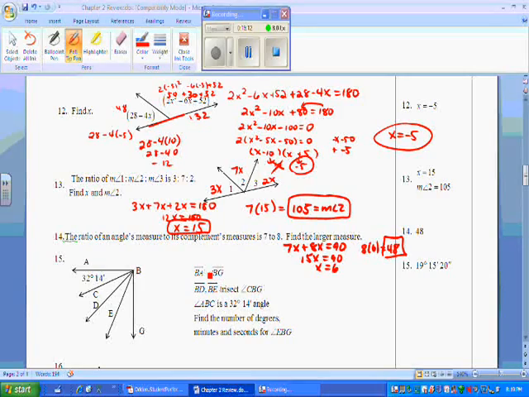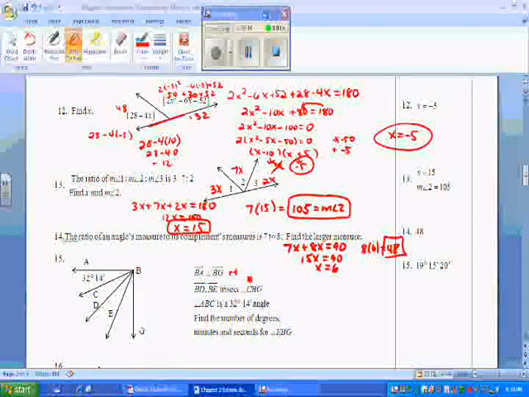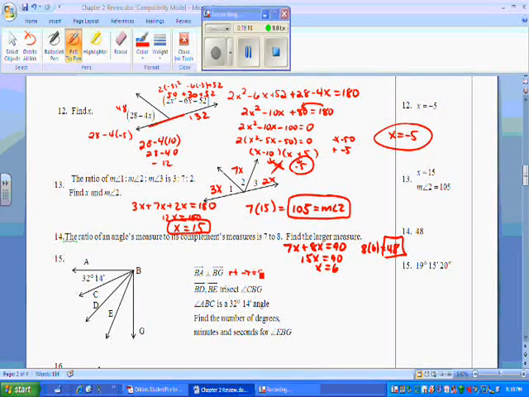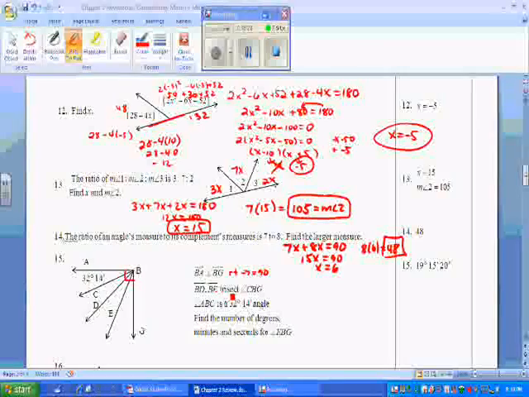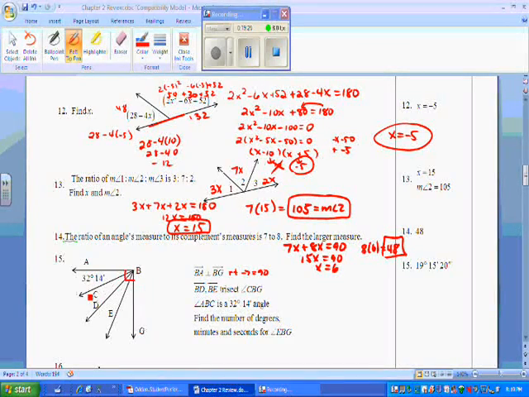Number 15, BA is perpendicular to BG. Well, if things are perpendicular, they make a right angle, and a right angle equals 90. So this angle is 90 degrees. BD trisects CBG, so this angle and this angle and this angle are all congruent. So if I consider one x, another one is x, and another one is x, and that angle is 32 degrees 14 minutes.